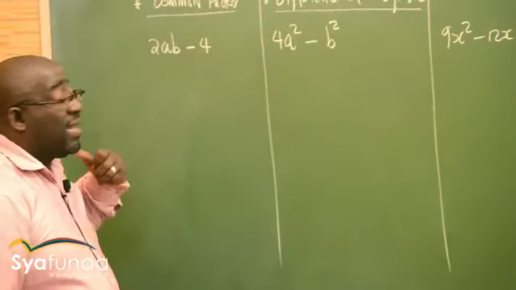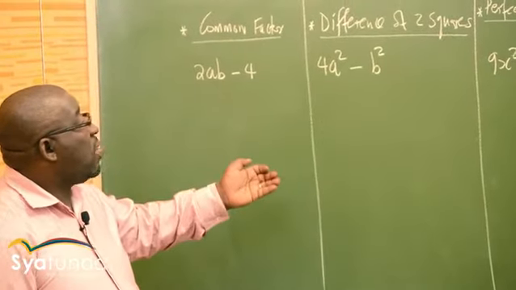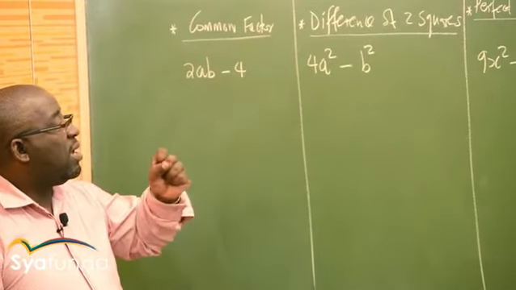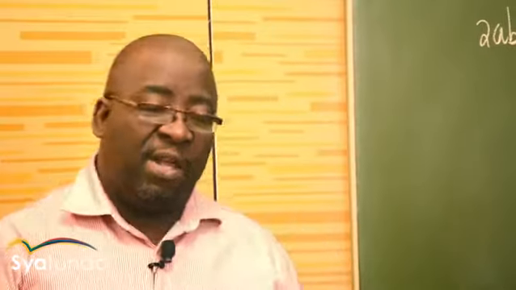Let's look at this one. It can be divided into so many parts. There's common factor, there's difference of two squares, there's perfect square trinomial, quadratic trinomial, and sum and difference of two squares. So it's important that we know how to factorize this. Remember one thing and one thing only. Factorization is a reversal of multiplication.